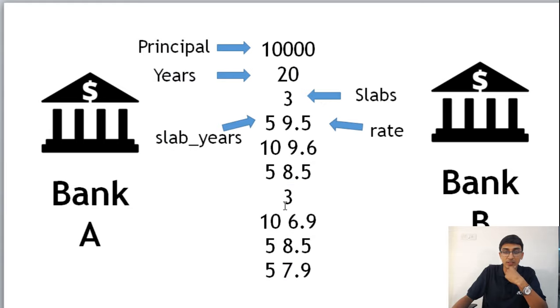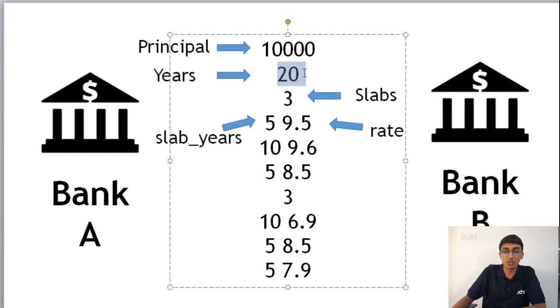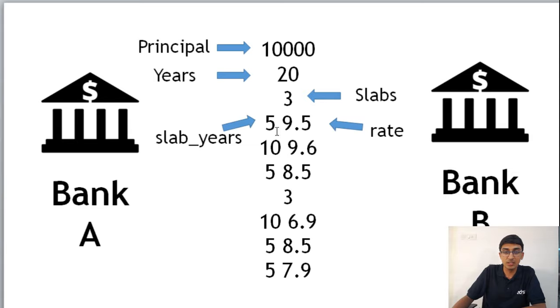For bank B, we have again 3 slabs. For 10 years, we get 6.9%. Then for the next 5 years, we get 8.5%. And for the next 5 years, we get 7.9%. You can see very nicely that 10 plus 5 plus 5 leads us to 20 years, which is the total number of years we've borrowed it for. Similarly, 5 plus 10 plus 5 gives us 20 years. I hope everyone has understood the question so far, because the first thing we ought to do is understand the question and the input format. Without understanding these two, don't move forward.